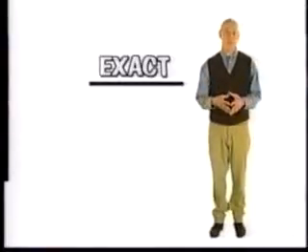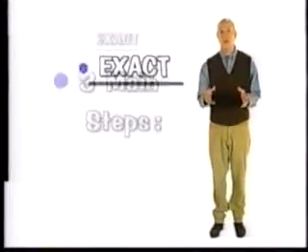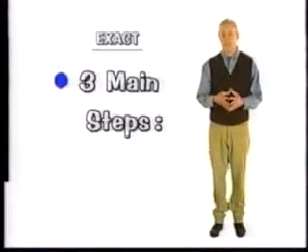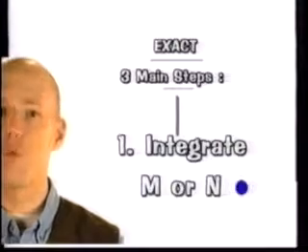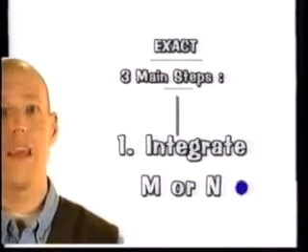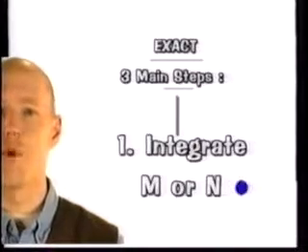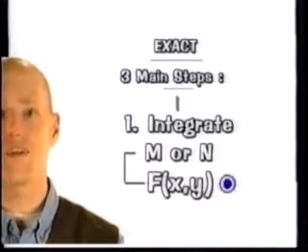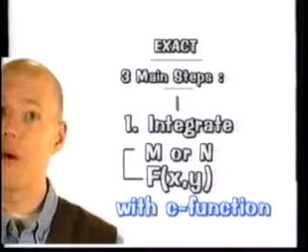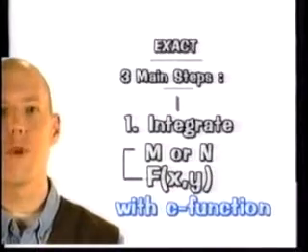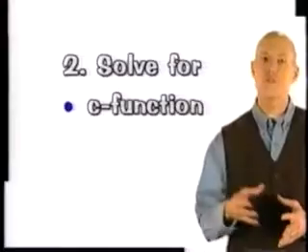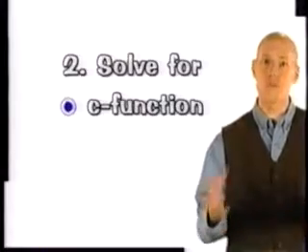Once you have determined that an equation is of the exact type, there are three main steps to find the solution. The first step is to choose one part of the equation to integrate, either m or n, whichever is simpler. This integration gives a form of the mystery function f of xy that we're looking for. However, at this point, it will contain a c function that we need to solve for. So, the second step is to solve for the c function.